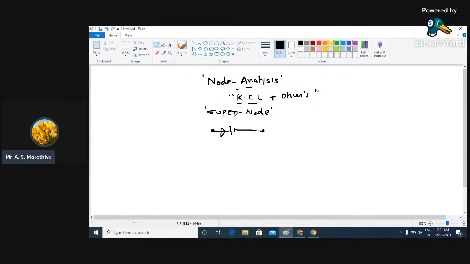Hence, while solving a supernode, we need to apply a combination of KCL followed by KVL along with Ohm's law. So whenever we have questions based on a supernode, or you can say supermesh, we need to apply a combination of Kirchhoff's laws that includes both KVL and KCL, followed by Ohm's law. Then we have a set of mathematical equations, and if you solve those equations, we can find any operating parameter across any element connected in that circuit. So these we discussed in the last lecture.